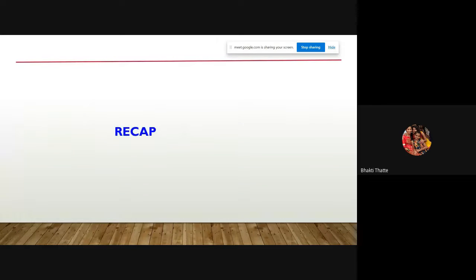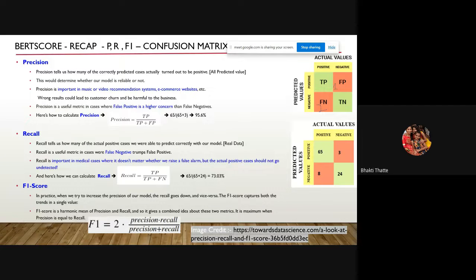So let's see the recap. A recap of the confusion matrix that all of us are aware of: precision, recall, and F1. Quickly, we will just touch base. Precision is about false positives, and it is very important where false positive is of higher concern, and is used for music or video recommendation systems, e-commerce websites, etc. The formula for it is true positive divided by true positive plus false positive.